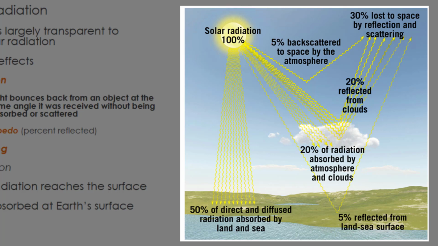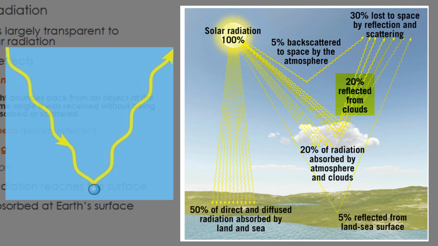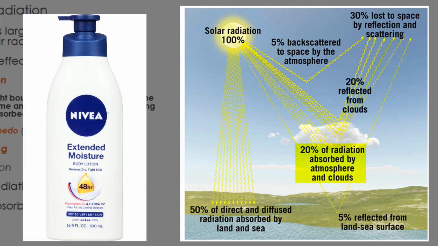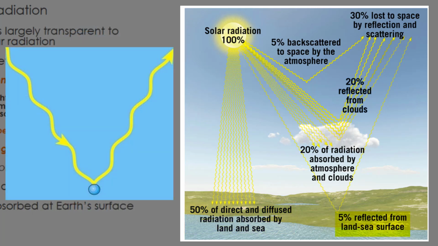Of all of the incoming solar radiation, about 5% will be scattered back into space by our atmosphere. About 20% of that incoming solar radiation will be reflected off of clouds and sent back to space, and about 20% of that incoming solar radiation will be absorbed by the atmosphere and clouds. Now, some of that solar radiation will make it to Earth's surface. In fact, about 50% of the solar energy that enters our atmosphere will be absorbed by the land and sea. About 5% of that incoming solar radiation will be reflected from the land and sea.